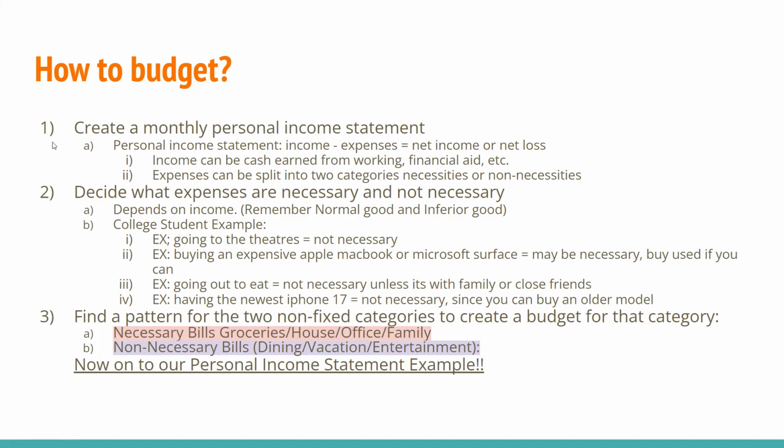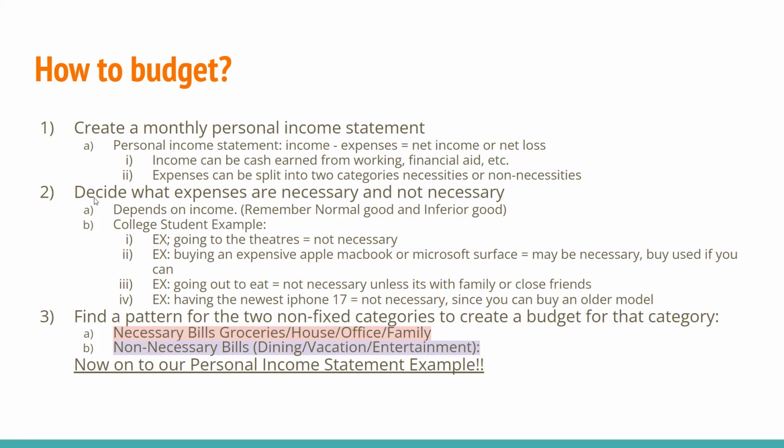So, more in depth, a personal income statement is income minus expenses, which equals net income or net loss. Income is cash from working, financial aid, a side job, washing cars, etc. Expenses can be split into two categories, which is necessities or non-necessities. This is important because it helps decide what your budget is, what your standard is, right?